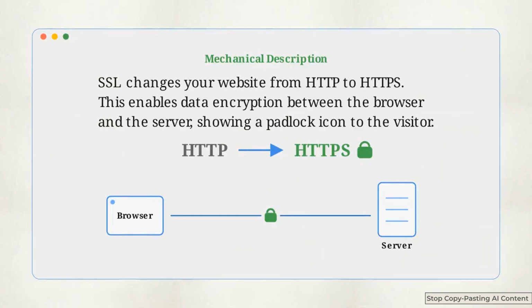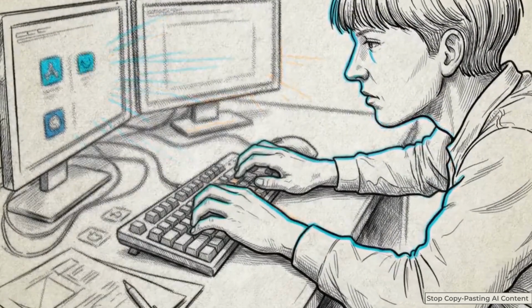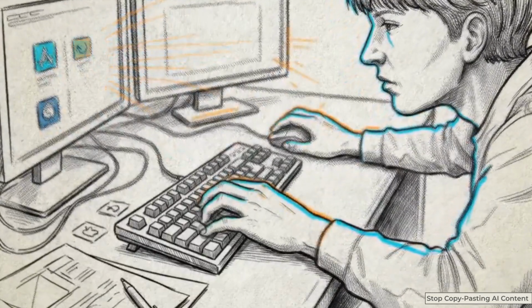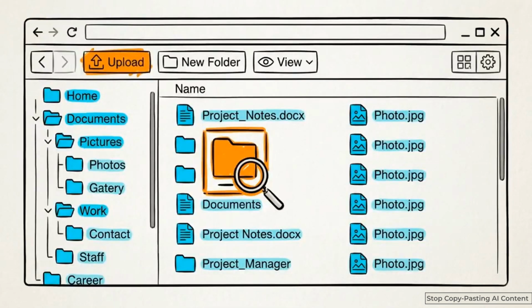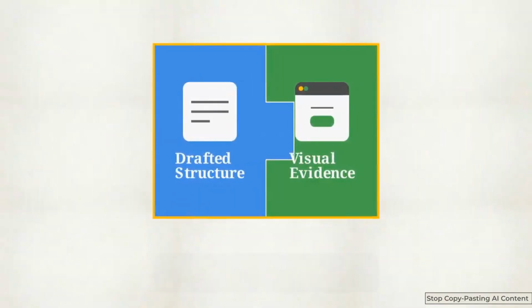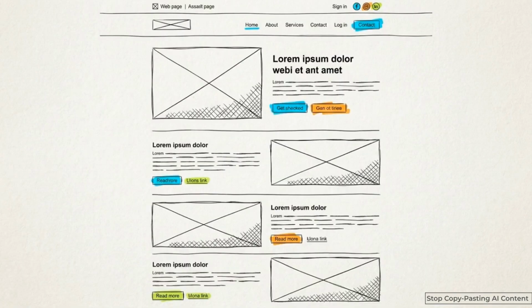This leads to the human injection phase, where you verify the AI's draft against actual software behavior. You insert screenshots from the actual interface, such as the cPanel file manager. These visuals provide the evidence the reader needs to confirm they are following the steps correctly. Integrating a drafted structure with your own visual evidence results in a guide that accurately reflects your specific hosting environment.